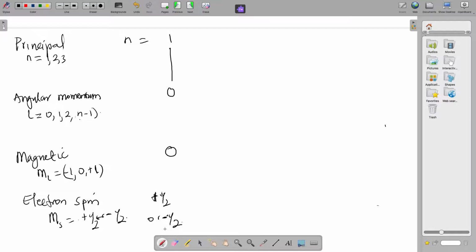So now, let's say we have n equal to 2. What are the possible values for angular momentum? Remember, angular momentum starts from 0 to n minus 1. So our n here is 2, and 2 minus 1 is 1. Including the 0, that means that when n equals 2, we can have two values of l, 0 and then 1. Now, we've already seen that when our angular momentum is 0, our magnetic quantum number, of course, is going to be 0. And then possible values for our electron spin are going to be plus half or minus half.